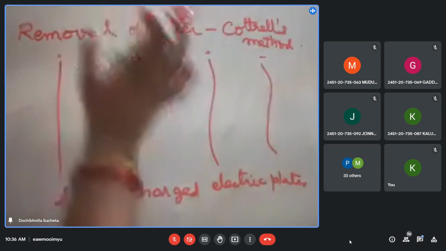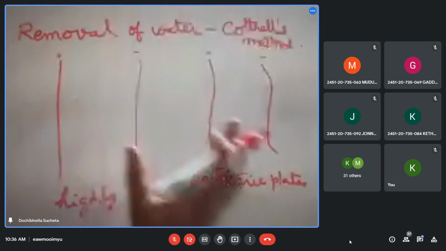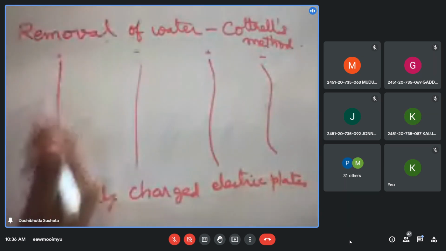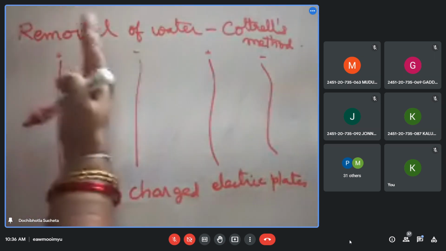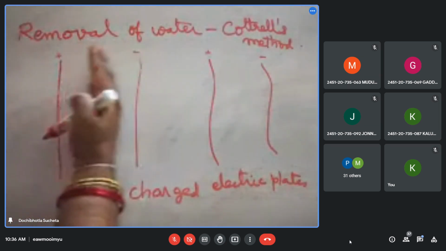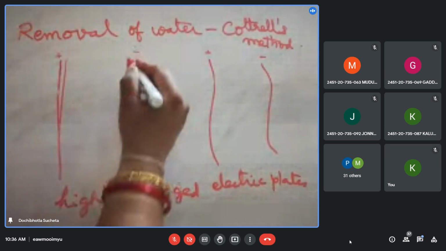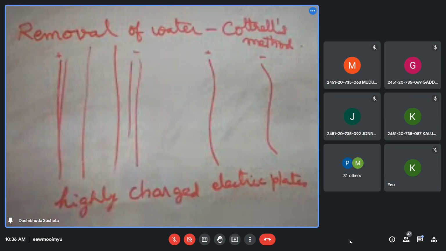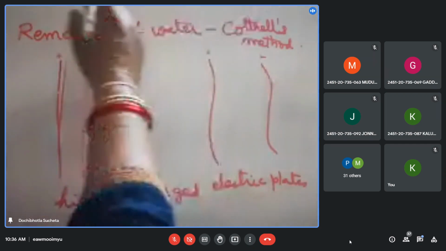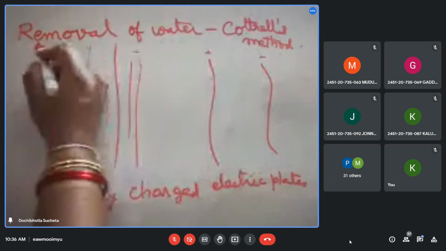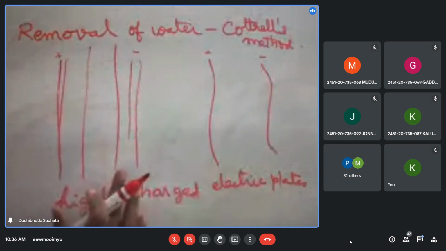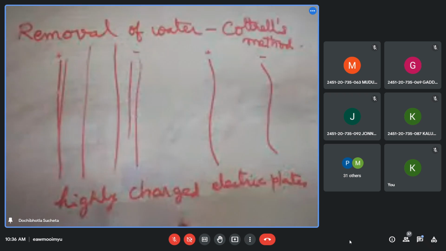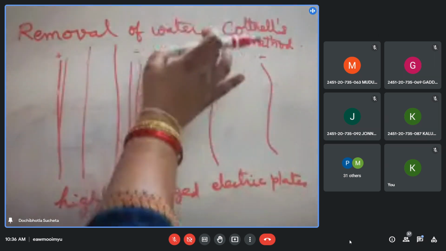They take the emulsion and pass it through at a very reasonable speed, but these plates are highly charged. What will happen? The water moves towards the plates, whereas the oil moves towards the center. That's how I will remove water from the emulsion by Cotterell's method.